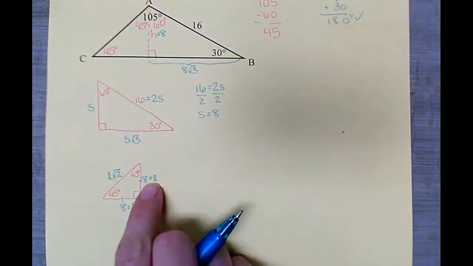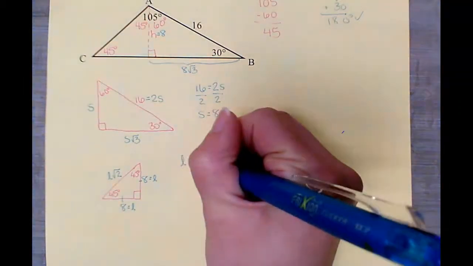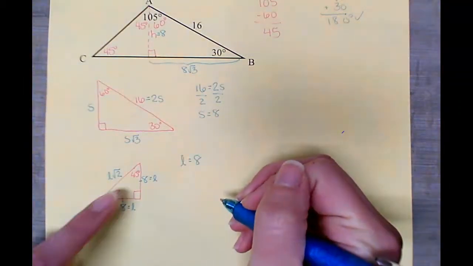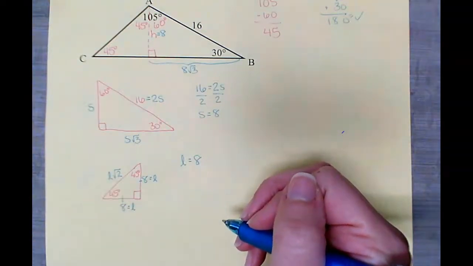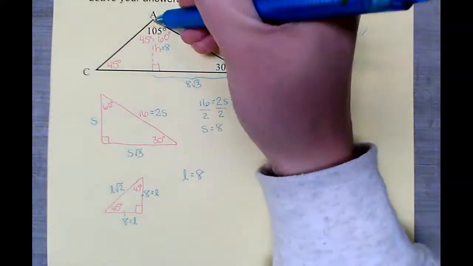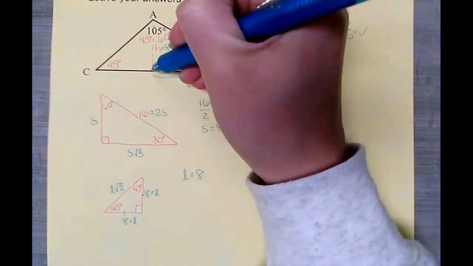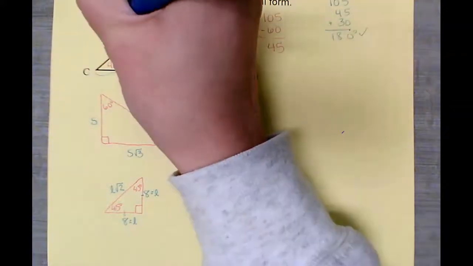However, L equals 8 defines something. So if L equals 8, well then this side over here would be 8 square roots of 2. So I'm going to go ahead and put that in my diagram, that if this is 8, then this is also 8. And this here is 8 square roots of 2.